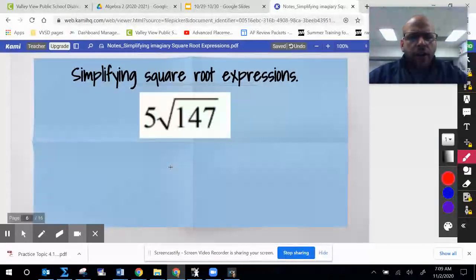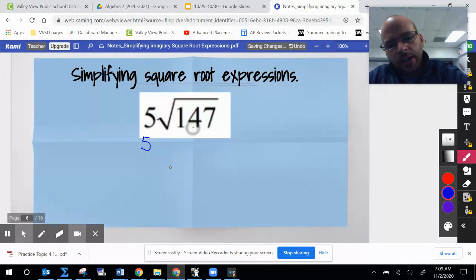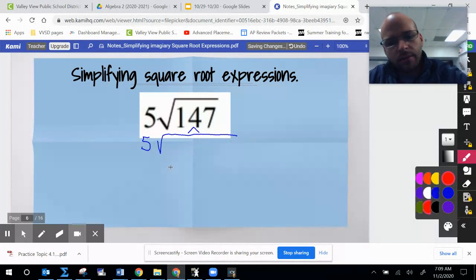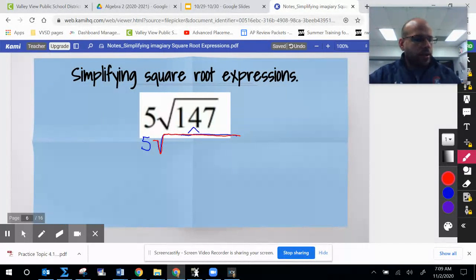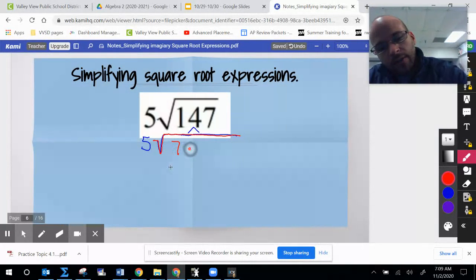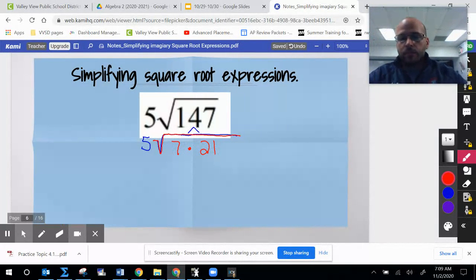Now I have a number out front, I have a 5 out front, but that really doesn't change how I do this problem. If you remember from last week, I just leave that 5 out front, and I'm going to break down the square root of 147, okay? So this radical is really what I'm worried about. I'm not really worried about that 5 in front. So what can divide 147? So I'm thinking 147 divided by 7. I have a 7 and a 21, okay? So I can break that down further.